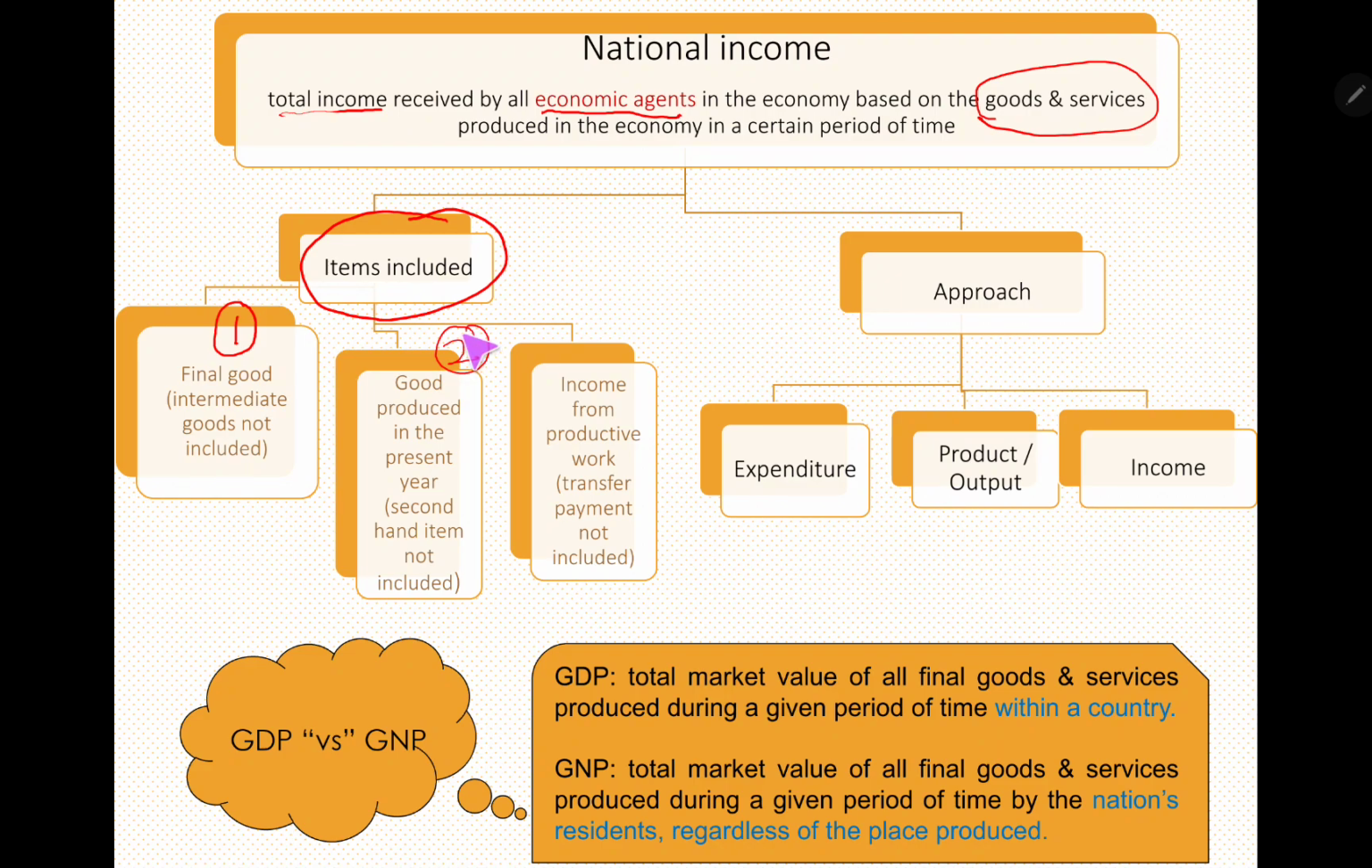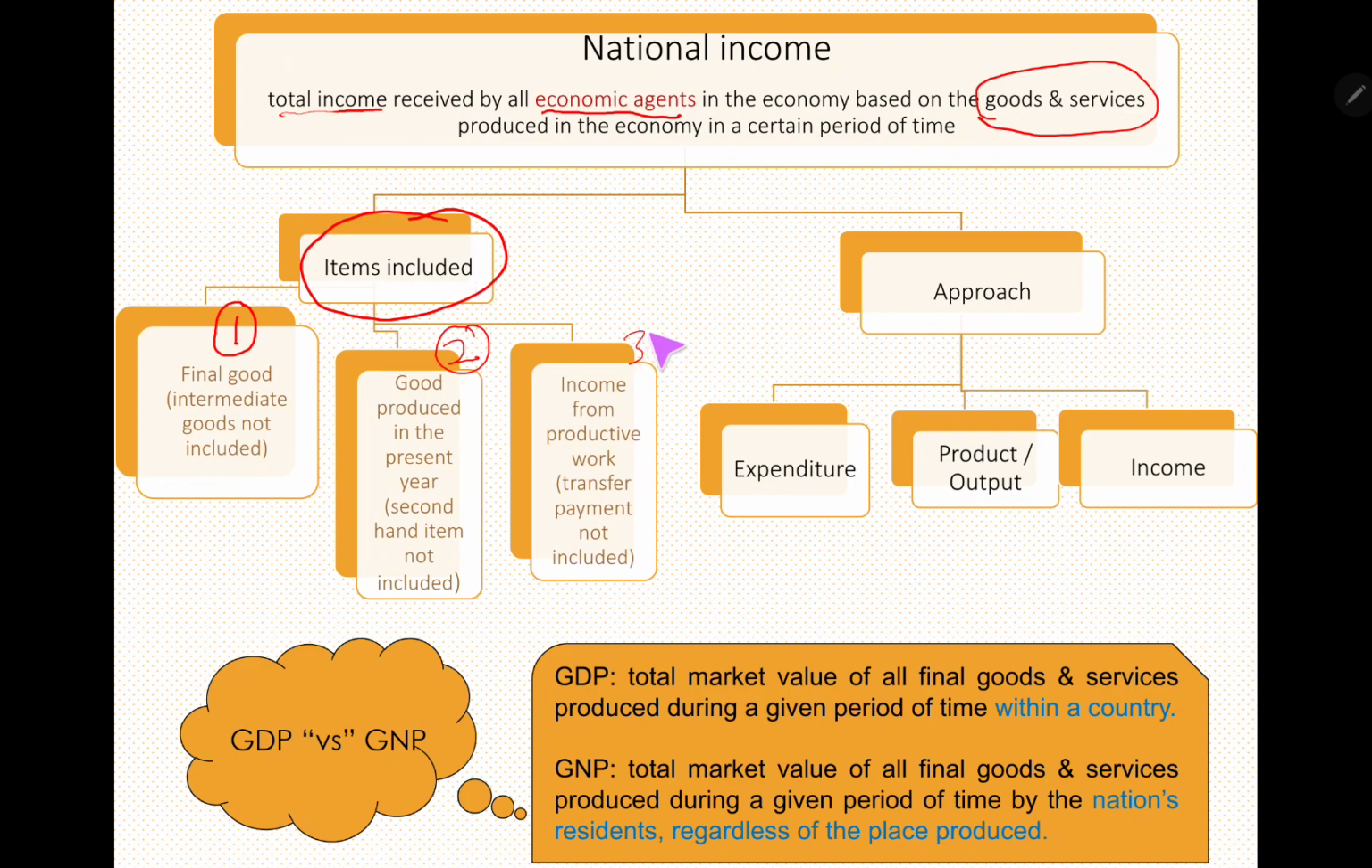Number 2 is only first-hand items. Second-hand items should not be counted in the year's national income because that transaction already occurred in the past. So for example, when you sell your old car to your friend, this sale will not be included in the national income.